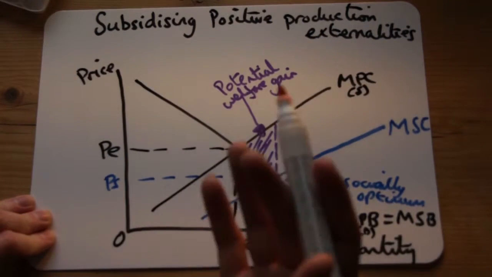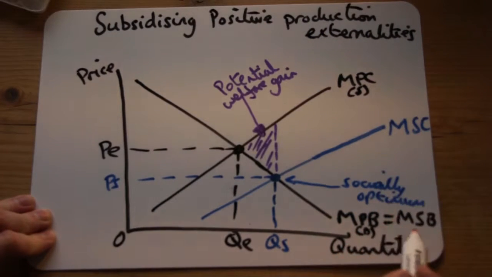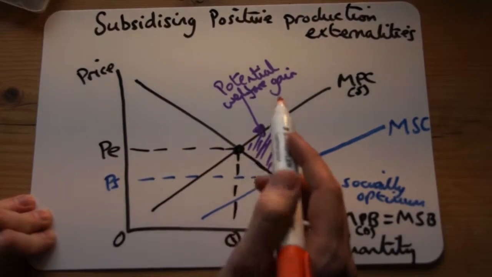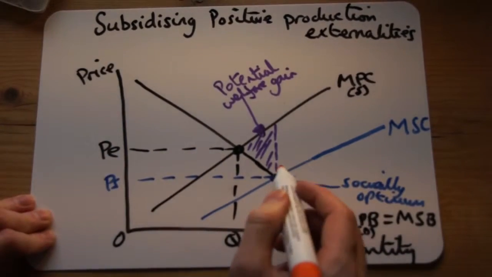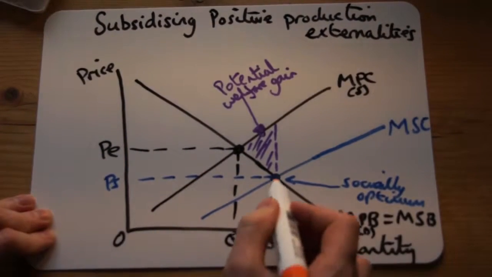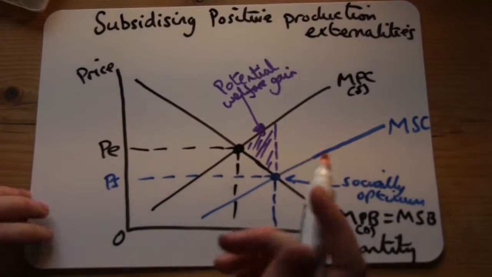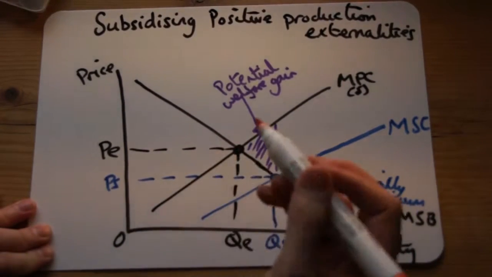market equilibrium. But we want to get to the socially optimum point here, where social costs equal social benefit, and where we can take advantage of the most potential welfare gain if we just produced a higher quantity here. So the government steps in and says, well, we're going to help you produce even more. So we're going to give you a subsidy.